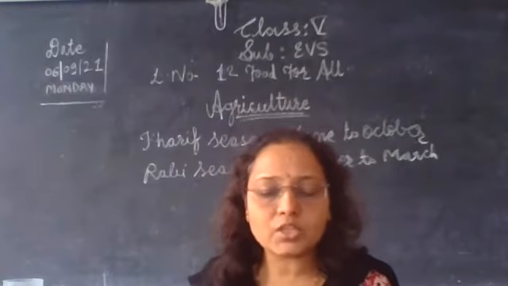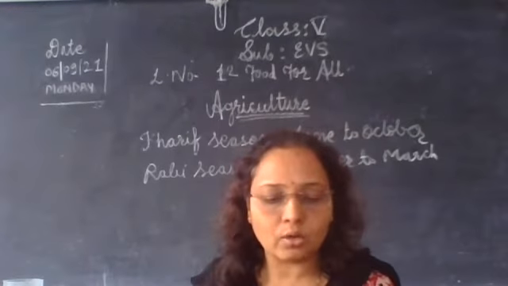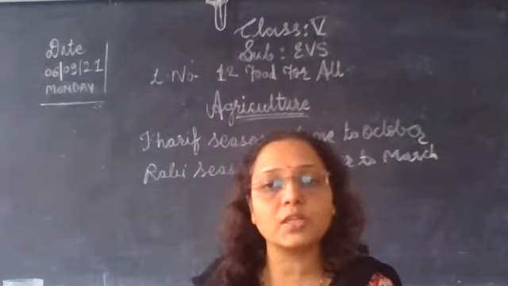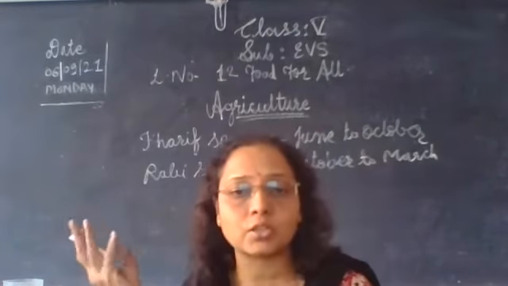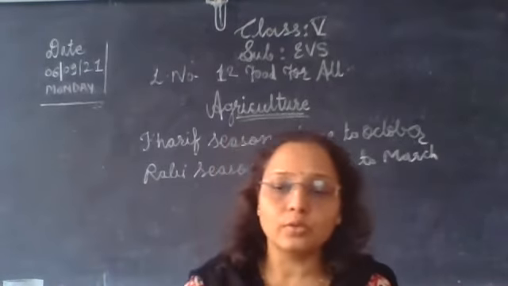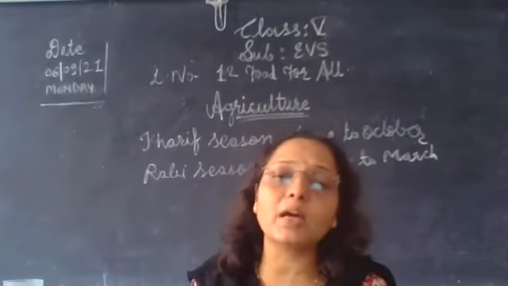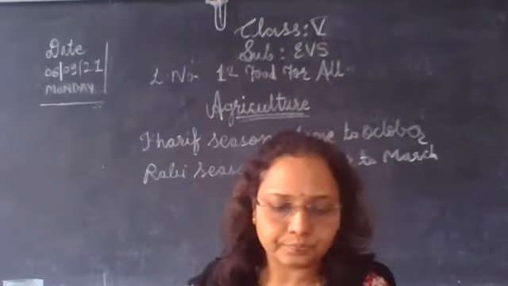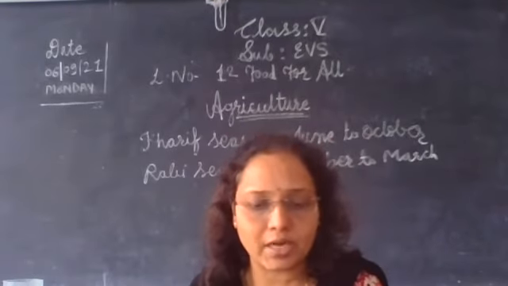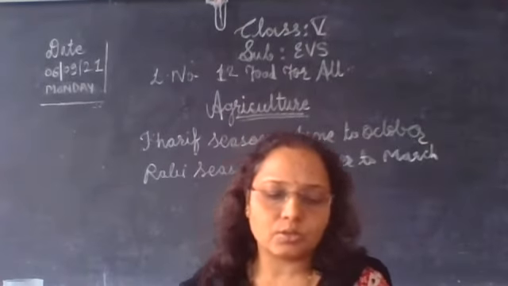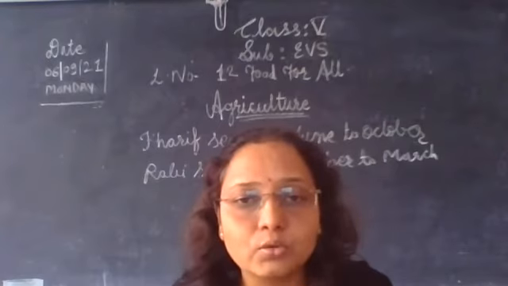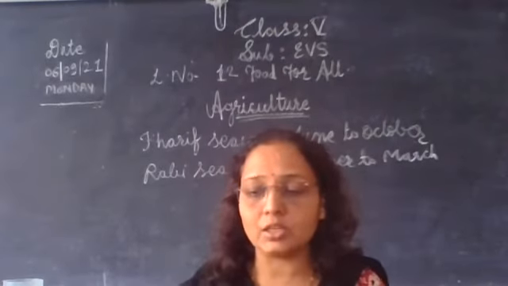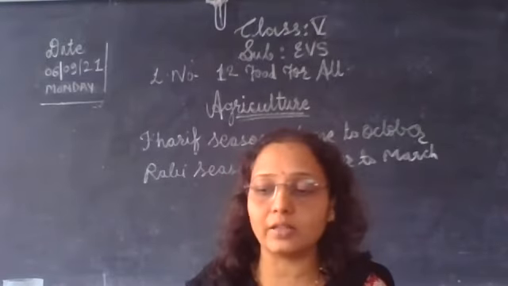In addition, some crops are grown from March to June. These are called summer crops, in between March, April, May and June, because the season is summer. Some rice grows in this season. So these are the types of seasons that occur. Now some agricultural activities.